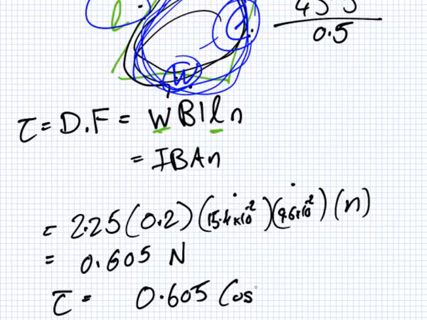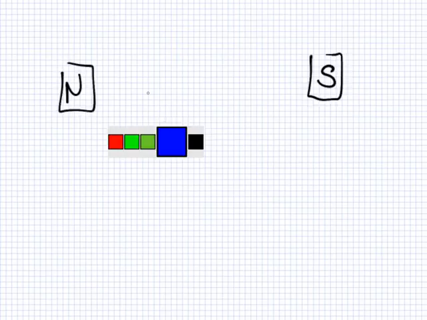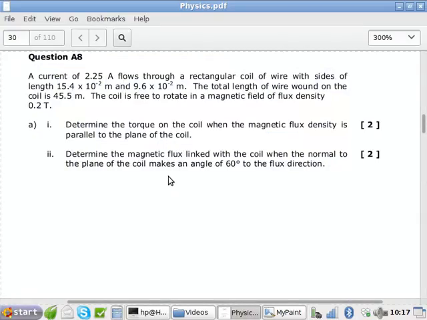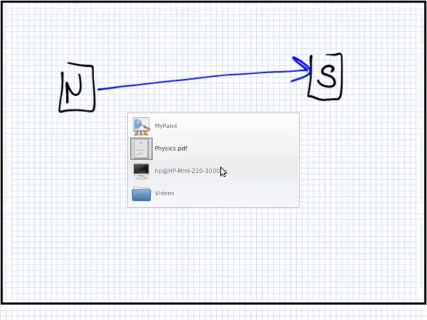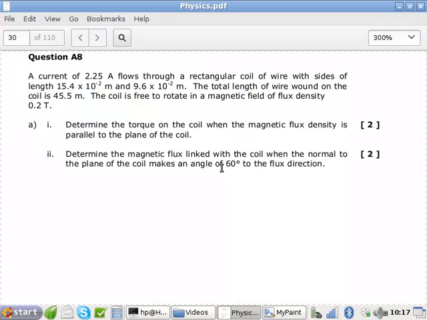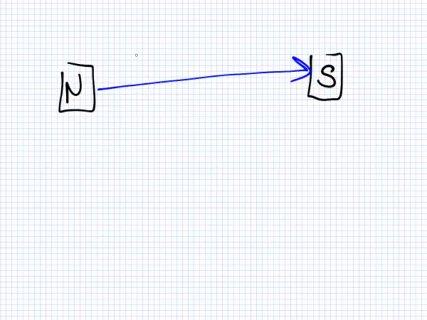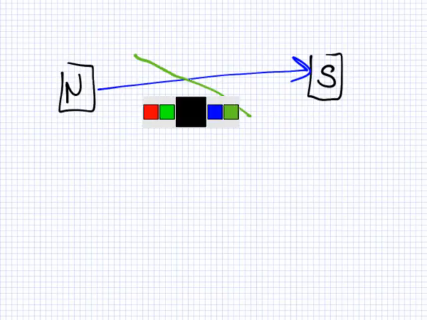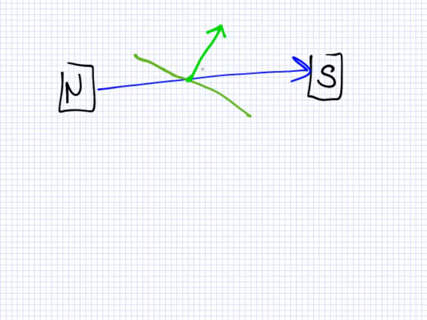Okay. So what they have, you got your north, you got your south, and the field goes like follows. And then the coil, when the normal of the plane makes an angle of 60 to the flux direction. To the flux direction? Okay, so we have an angle here. And I think what they're trying to say is that this here is 60 degrees.